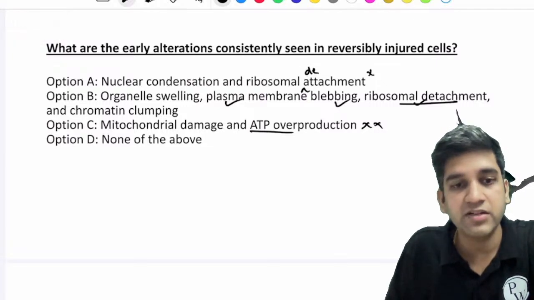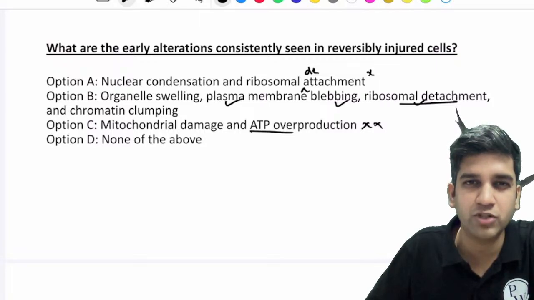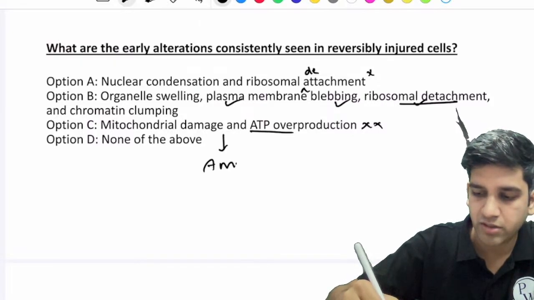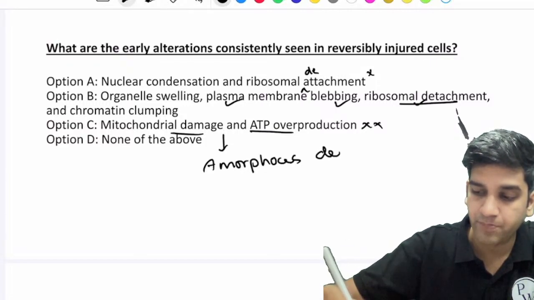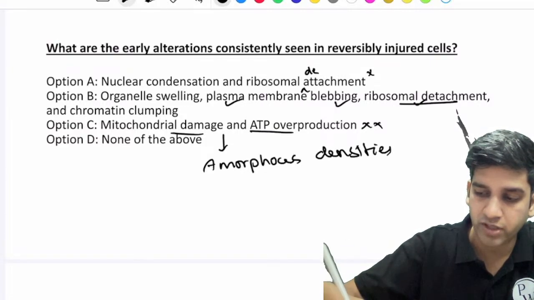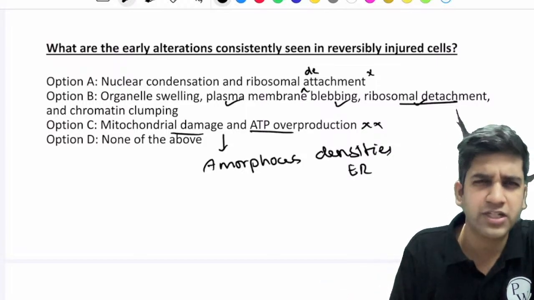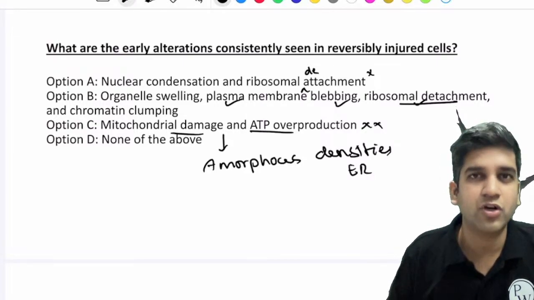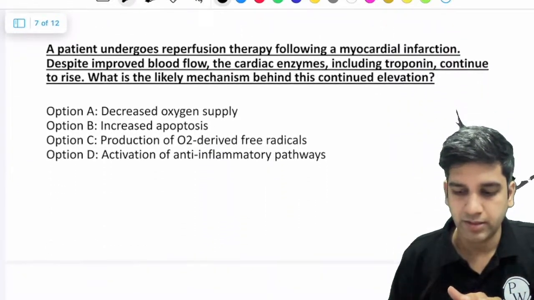Mitochondrial damage, can it happen in reversible cell injury? Yes or no? It's definitely possible. If you remember, we read about amorphous densities in mitochondria. I can have mitochondrial damage in reversible cell injury; that's what results in amorphous densities in mitochondria on an electron microscopic image. It will not be irreversibly damaged. Damage can happen, but ATP will not be overproduced. When mitochondria are damaged, ATP is underproduced or lost. So like I said, option B is the right answer. Perfect. Next question.